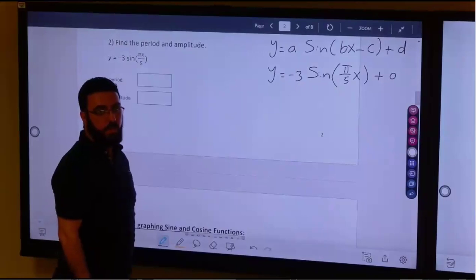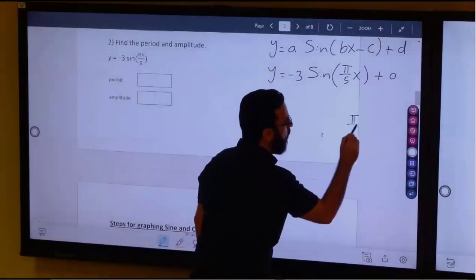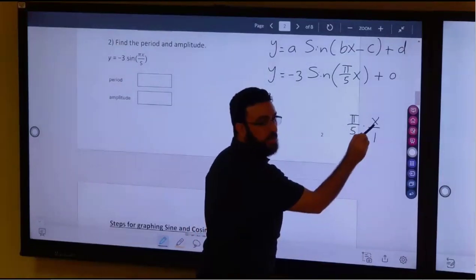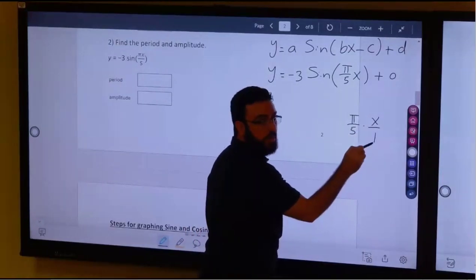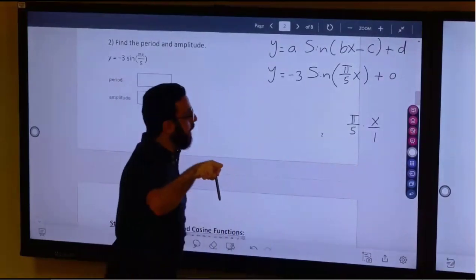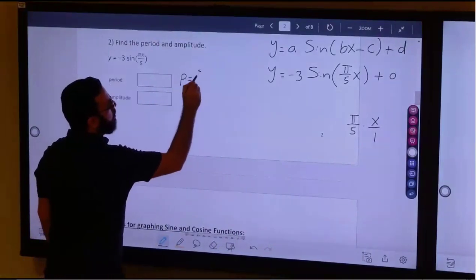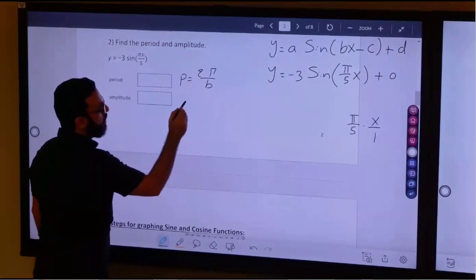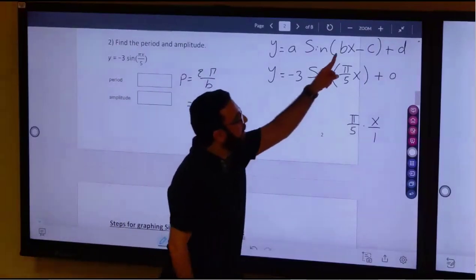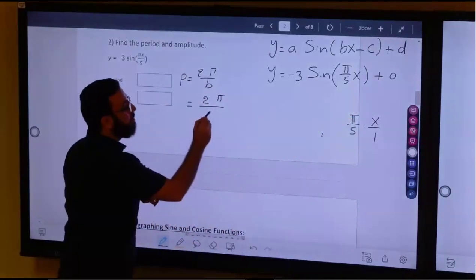Why would you take the x away? It doesn't matter. I didn't do anything, because pi over 5 times x over 1 is pi times x over 5, the same thing here. But the main thing when I'm doing this to show you, when I need to find the period, it's going to be 2 pi over b, which is equal to what? 2 pi over how much is the b? Pi over 5. But I don't have to write down the x, just the number associated with it.